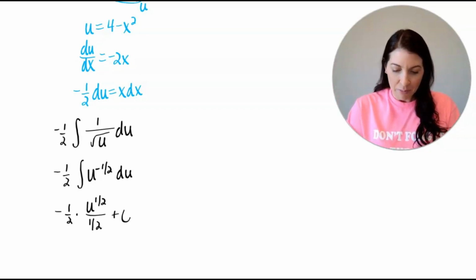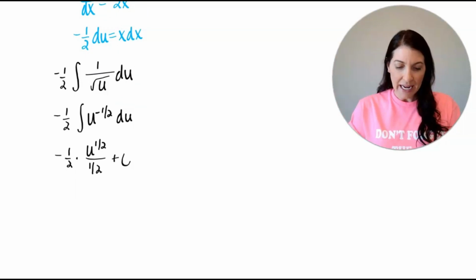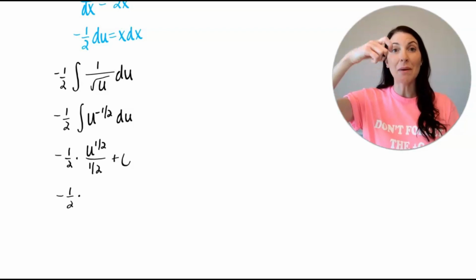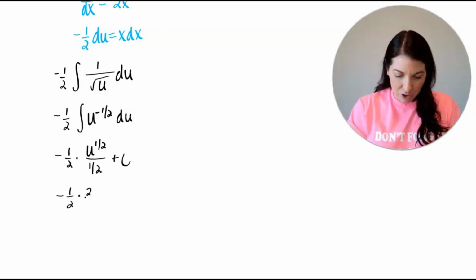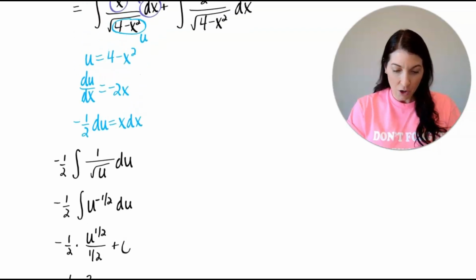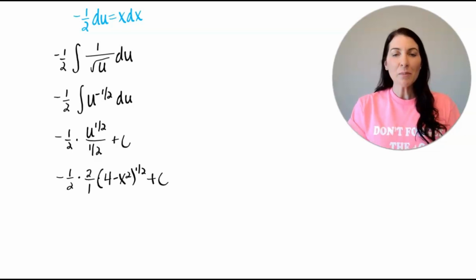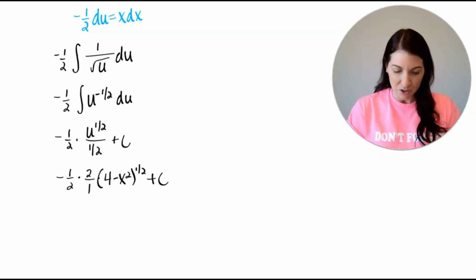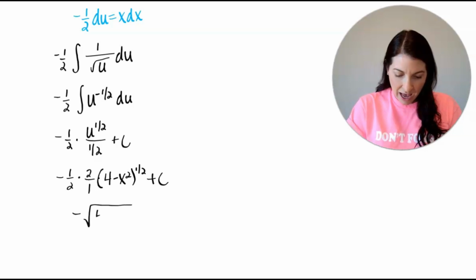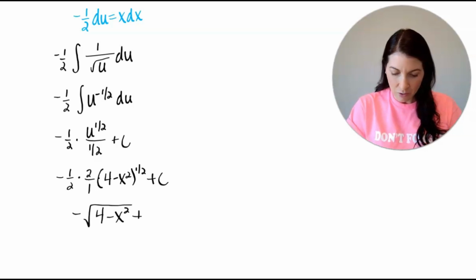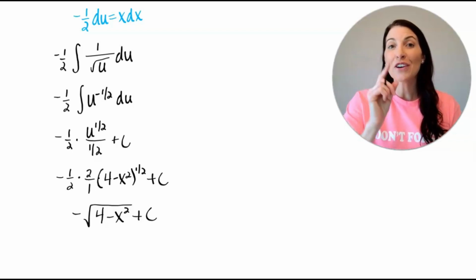by 1/2 plus c. Now to do some simplifying, I'm going to take negative 1/2, and instead of dividing by 1/2, I'm going to multiply by the reciprocal, so that would be times 2 over 1. And then it would be times u to the 1/2, and our u was 4 minus x squared, so that's going to be 4 minus x squared to the power of 1/2 plus c. A little bit of simplifying here, negative 1/2 times 2 will give us a negative 1, and then 4 minus x squared to the 1/2 is the same as the square root of 4 minus x squared plus c. So that's the first integral.